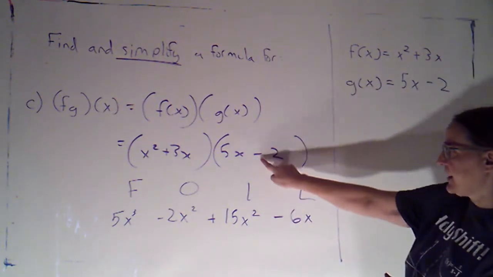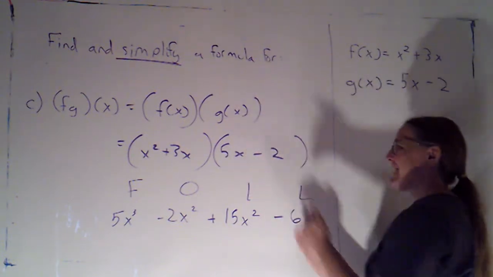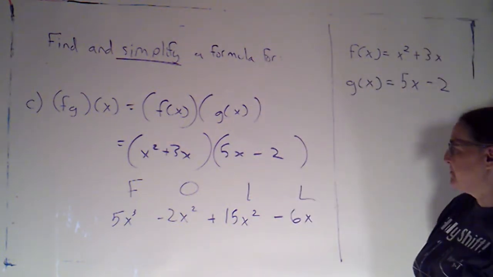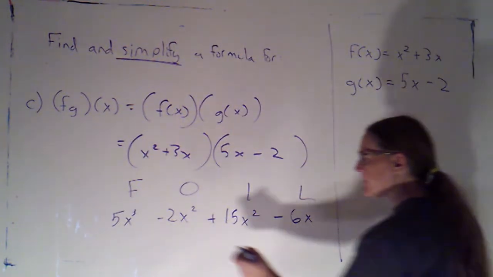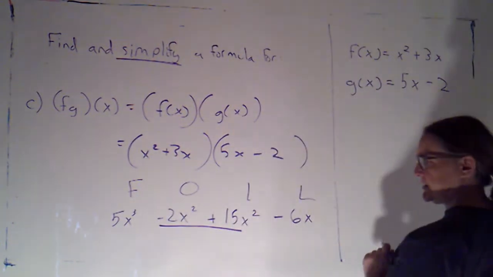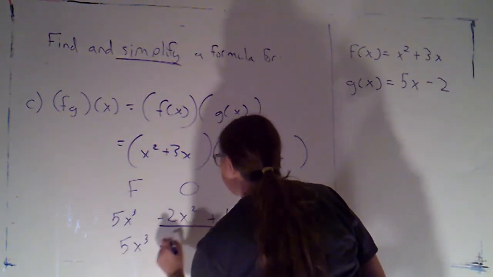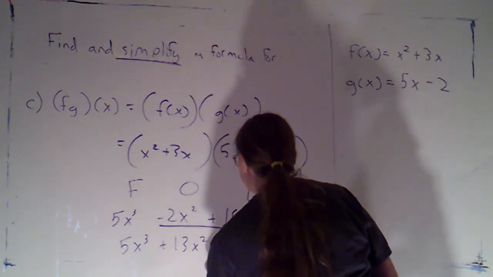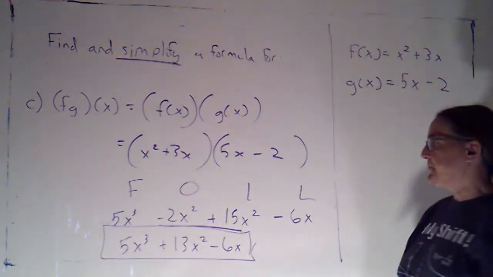You'll notice I'm very careful. That negative sign is considered part of that term. So when I multiply, I'm multiplying by a negative 2. All right, so I've multiplied it out. I want to take a look and see, are there any like terms? Yes, those are both x squareds. So 5x cubed plus 13x squared minus 6x would be my final answer.